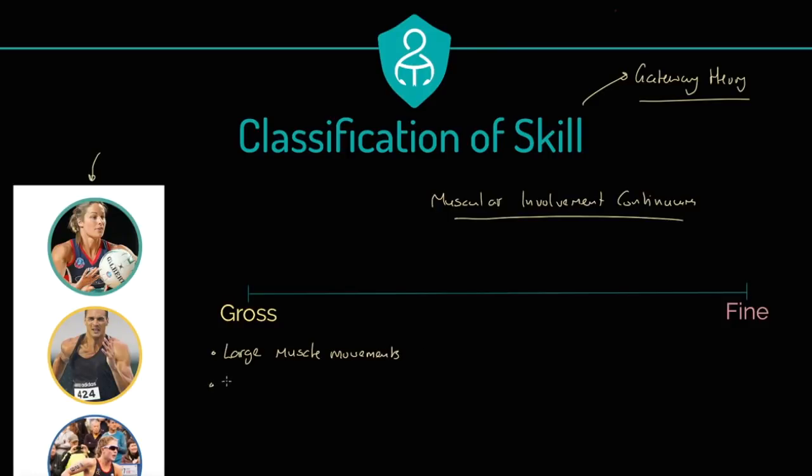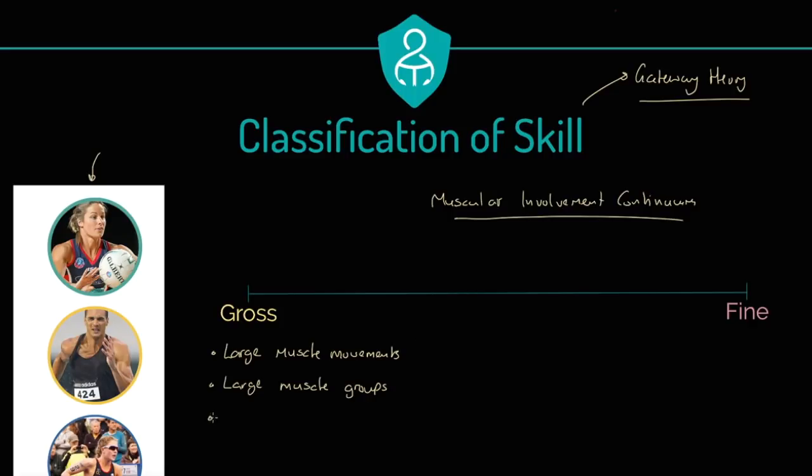We're also talking about predominantly large muscle groups. So think about muscles of the body, and particularly those of the legs, arms, and trunk. These are large muscle groups: the deltoid, the quadriceps, the hamstrings, the biceps, and so on. So when these are actively involved in large-scale movements, we are very likely to be talking about a gross skill.